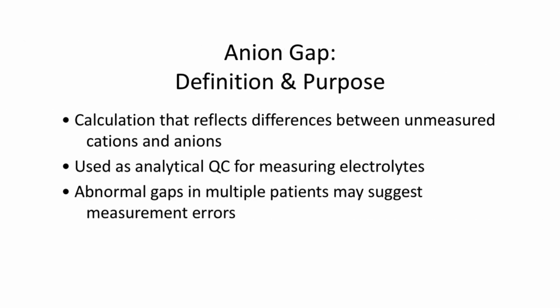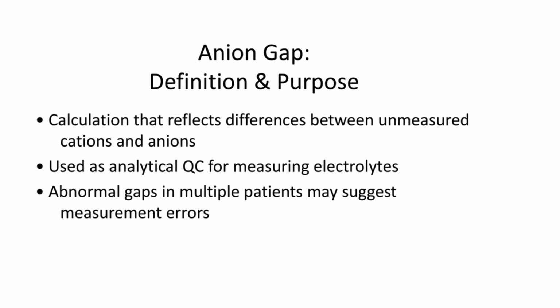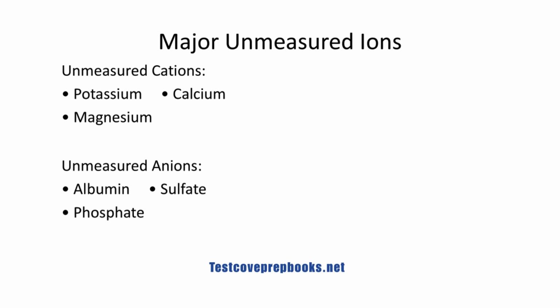The anion gap is a calculation that reflects the balance between the unmeasured cations and the anions in the blood. It serves as an important quality control check when measuring electrolytes. If multiple patients show abnormal values, it may suggest an issue with the electrolyte testing process rather than a true clinical condition. The body has several unmeasured ions.